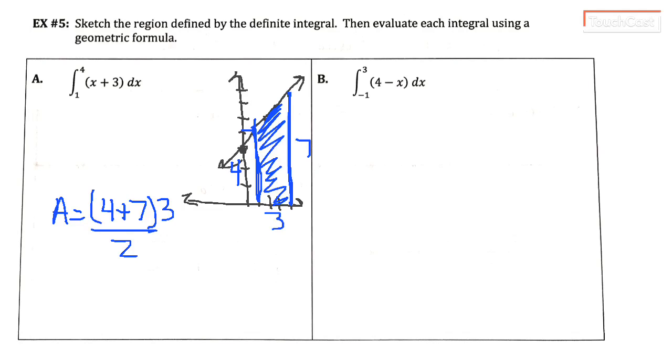4 plus 7 is 11. 11 times 3 is 33. So we can say the area is 33 over 2 square units.